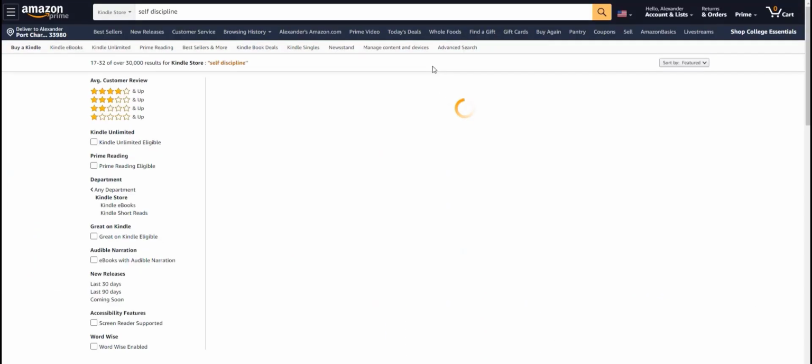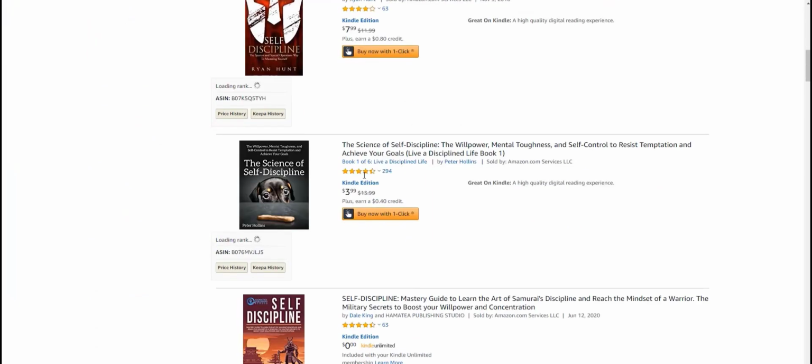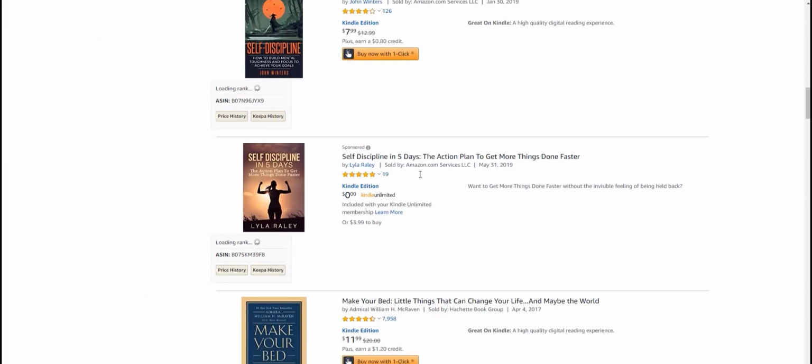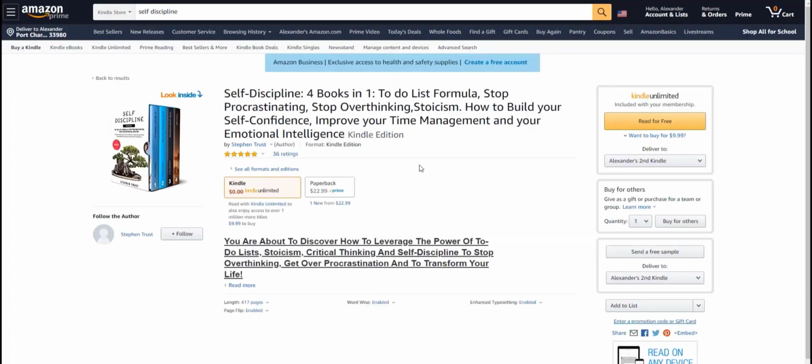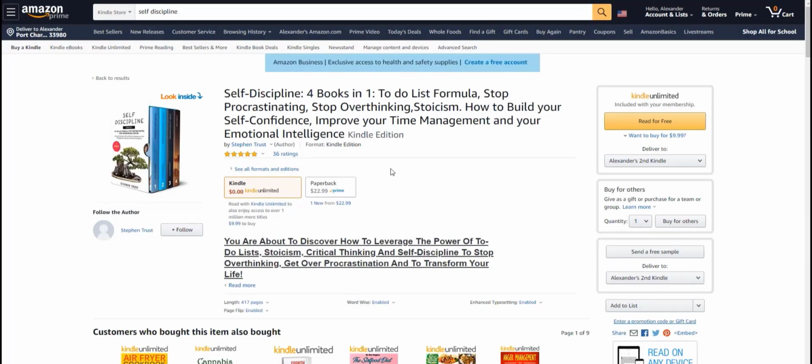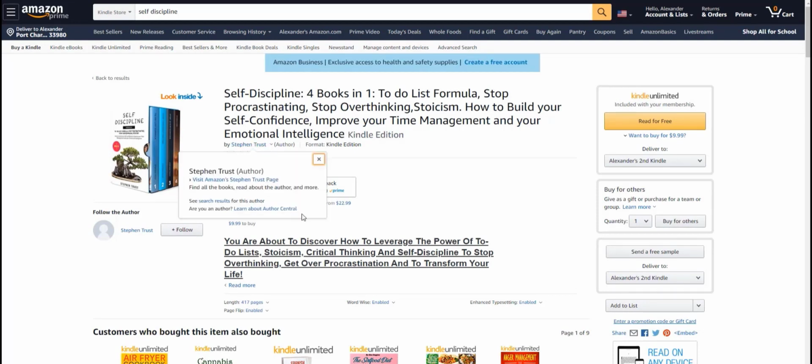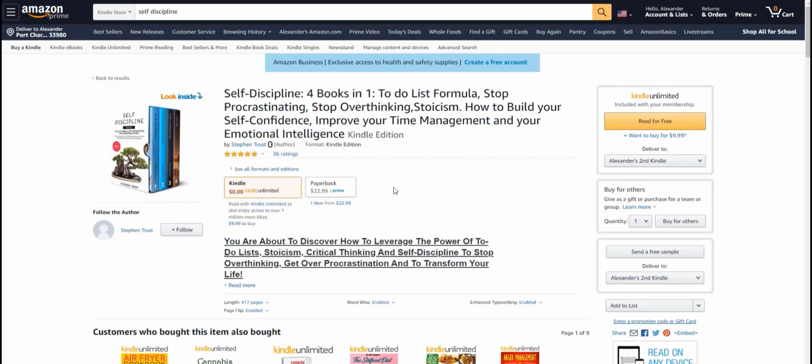So let's go back to page 1, and let's go into one of the bundles and let's dissect this. Let's find out who this person is publishing this bundle. This is a 4-book bundle. Let's get into it. So right away, when you're thinking about niches and keywords, you understand that this person here, Stephen Trust, the pen name Stephen Trust, he has 4 books, and let's see what they are. One of them is To-Do List Formula, Stop Procrastinating, Stop Overthinking, Stoicism.